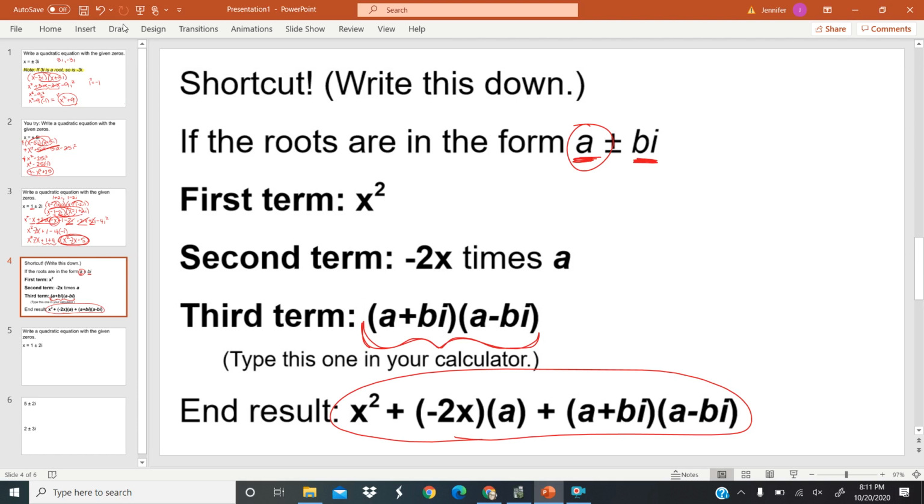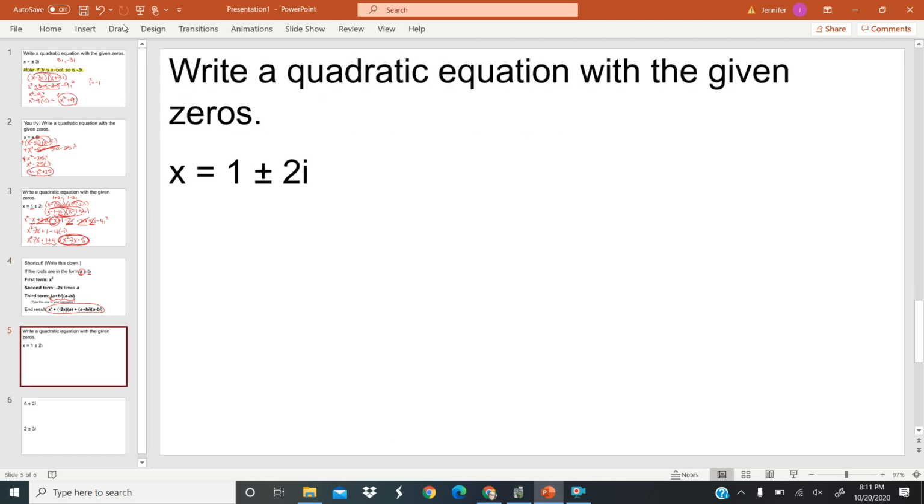So we're going to try that with this equation that we just did all of that work for. I'm going to do it using the shortcut. My first term is always x squared. Then I have minus 2x times my a value, which is 1.